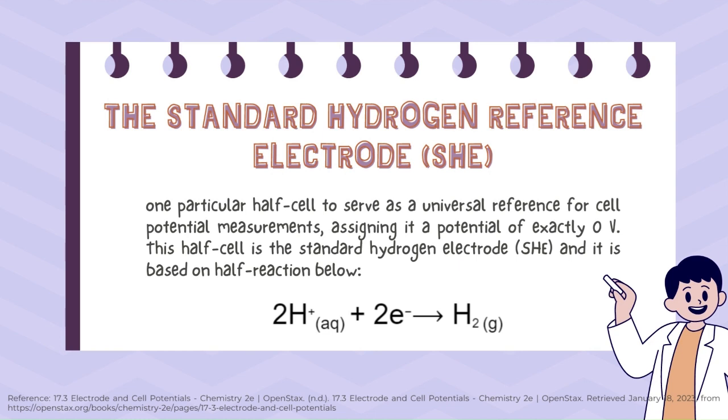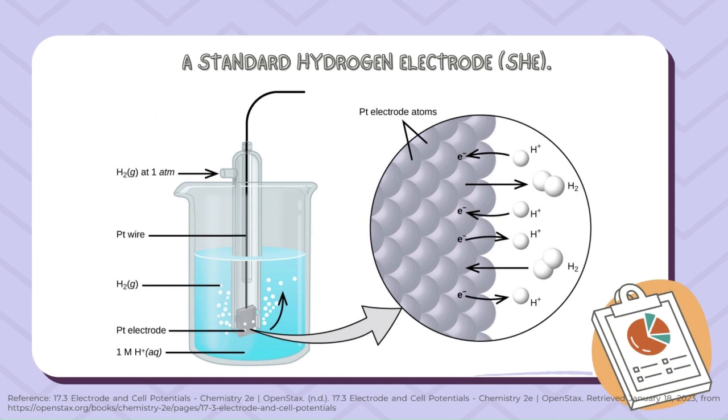To simplify the collection and sharing of potential data for half reactions, the scientific community has designated one particular half cell to serve as a universal reference for cell potential measurements, assigning it a potential of exactly 0 volts. This half cell is the standard hydrogen electrode, and it is based on the half reaction below. A standard hydrogen electrode usually contains an inert platinum electrode immersed in precisely 1 molar aqueous hydrogen ions and a stream of bubbling H2 gas at 1 bar pressure, all maintained at a temperature of 298 K.